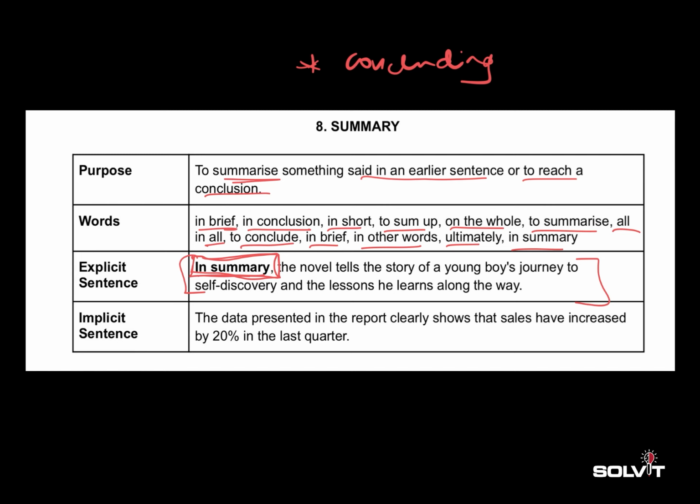The data presented in the report clearly shows that sales have increased by 20% in the last quarter. Okay, so this sentence, even though it's not using any of these words and phrases, we know that it's summarizing the report. It's summarizing the data presented in the report. Why? Because it's saying that it shows that sales have increased by 20% in the last quarter. So basically, all the data mentioned in the report, it's summarizing in a very concise manner. And in one sentence, it is saying that sales have increased by 20% in the last quarter, right? So clearly, it is giving us a conclusion of the report.